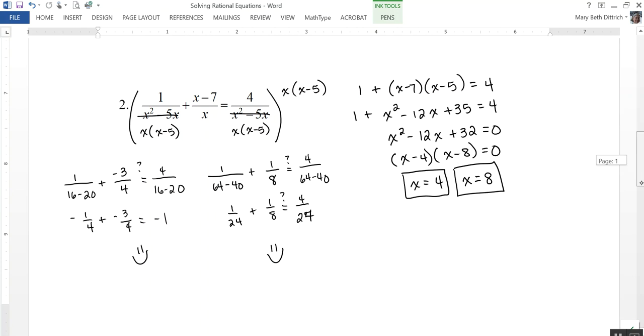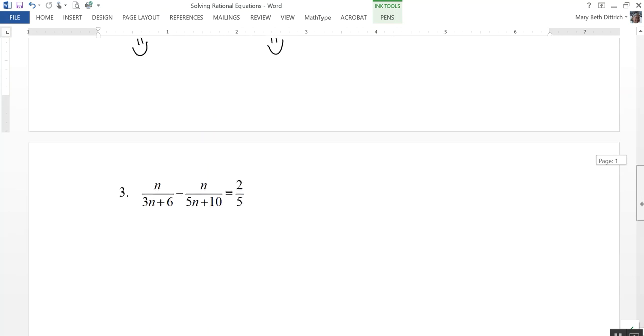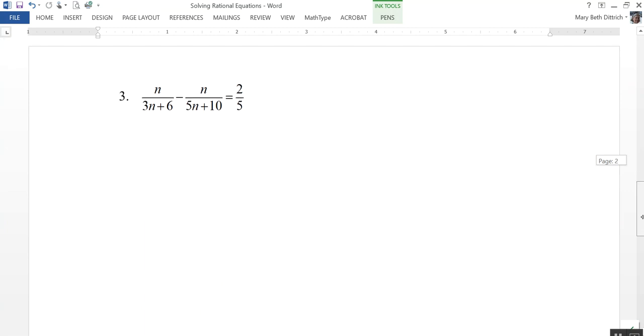And let's take a look at our last example here, which is going to involve subtraction, which sometimes gets a little bit trickier. Here we have n over 3n plus 6 minus n over 5n plus 10 equals 2/5. So let's go ahead and factor the denominators here. So I can factor a 3 out of this, and that leaves me with n plus 2. I can factor 5 out of this, and that leaves me with n plus 2.